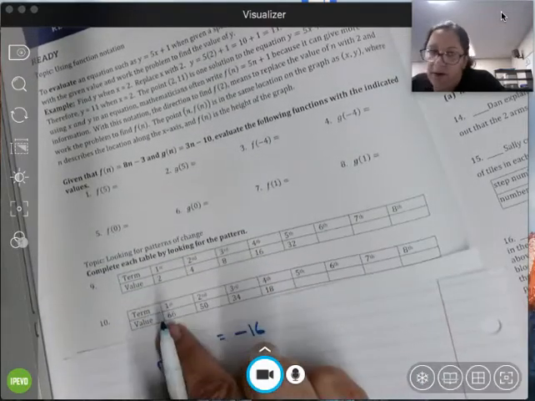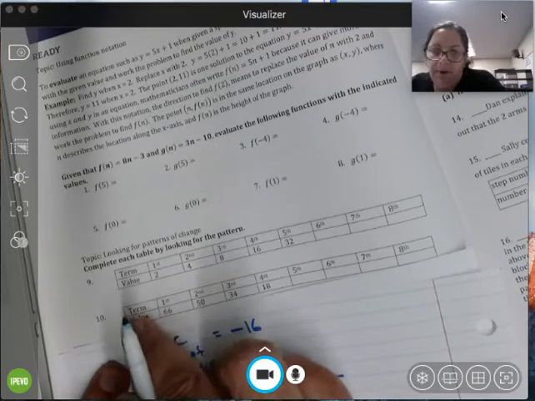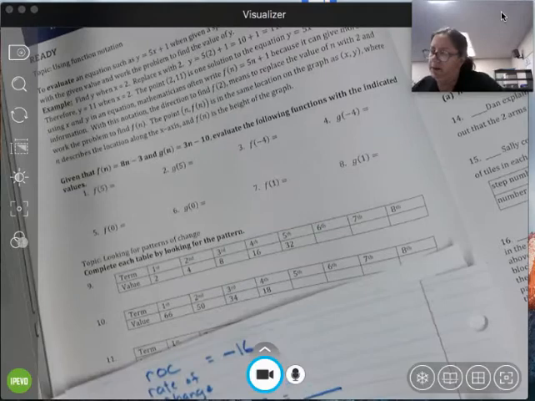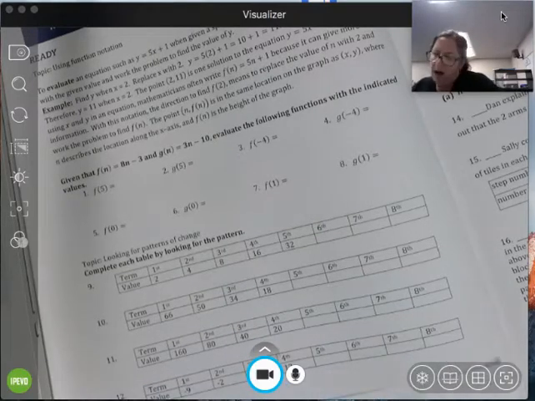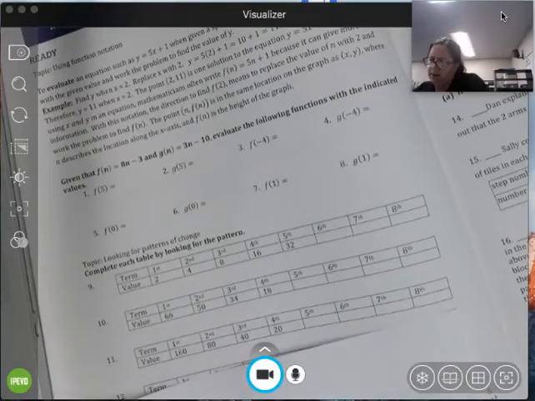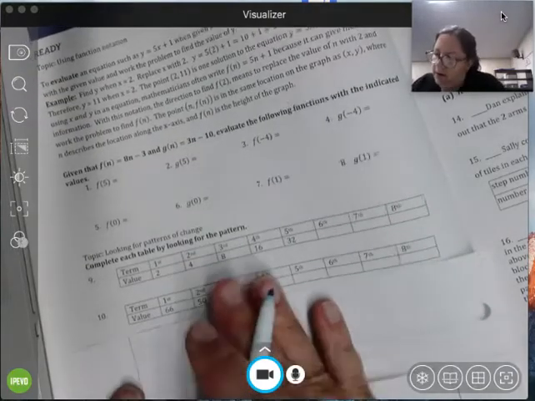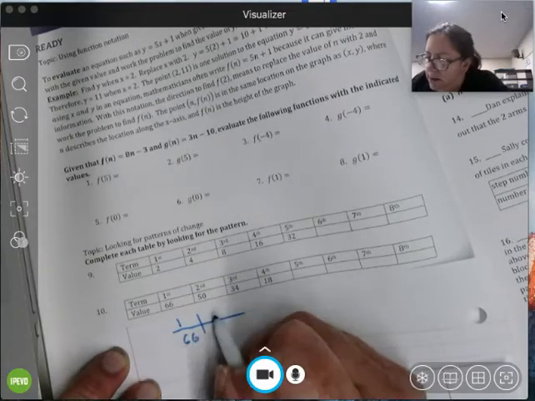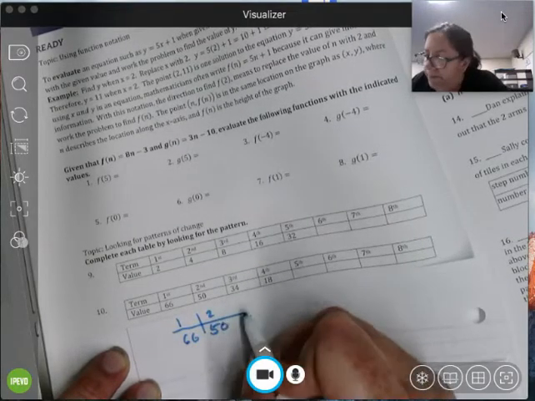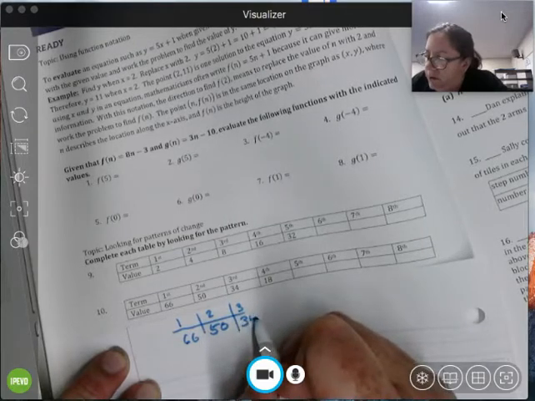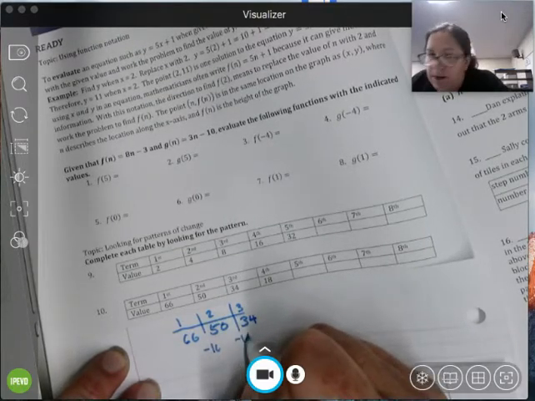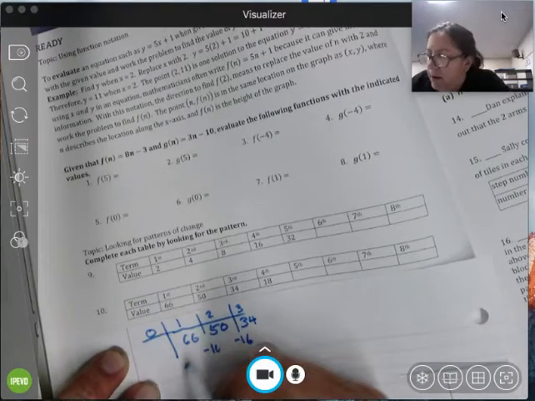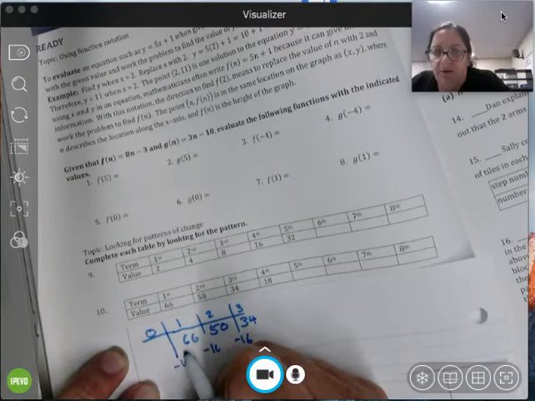Well, if we look, they gave us the first term, but not the zero term. So let's think about this for a minute. I know that I have here, let's see, the first term, 66, next term is 50, third term, 34. So it's like minus 16 every time. So the zero term, it's got to be something minus 16 equals 66.